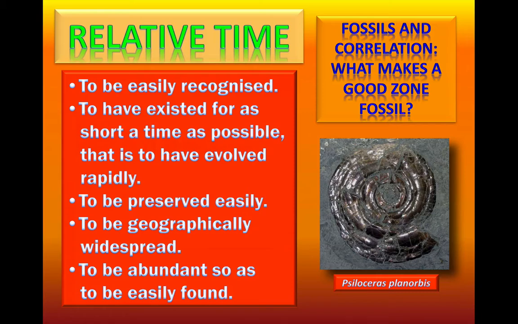And finally, it needs to be pretty abundant. We need to find lots of these things. They need to be relatively easy to find. For example, T-Rex. T-Rex should make a really good zone fossil. It only existed for a short period right at the end of the Cretaceous. It's very easily recognised. Okay, so it fits a couple of these, but it's only found in North America, and there are very, very few of them. We've literally only found a handful of specimens of T-Rex. All the ones you see in museums are replicas.